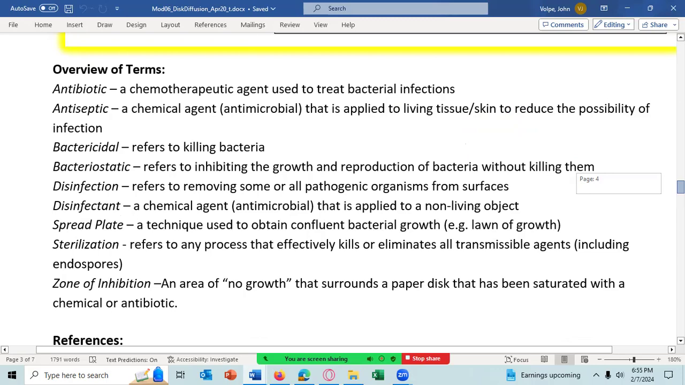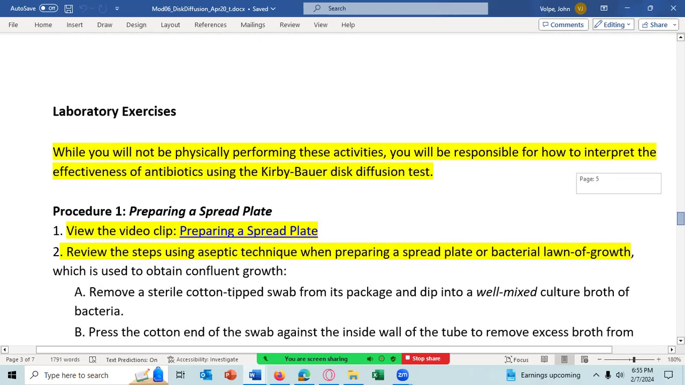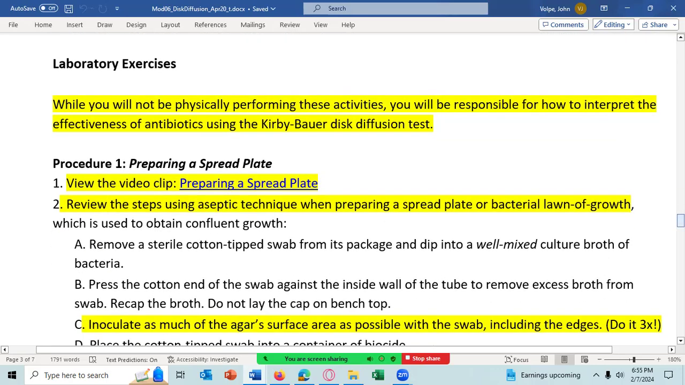All right, so know the terms of this lab. You're not going to be physically performing any of these activities, but you will be responsible for how to interpret the effectiveness of antibiotics using the Kirby disk diffusion test. In procedure 1, we have a little video for you to watch on preparing a spread plate. So watch that video.